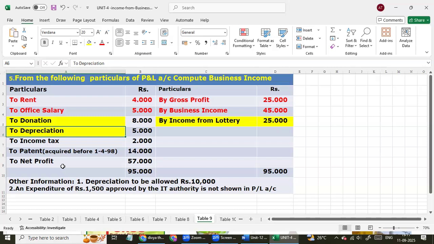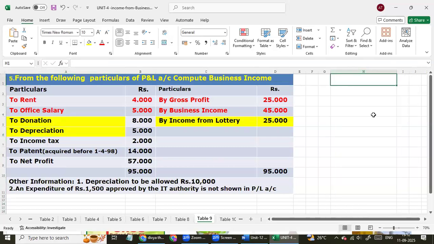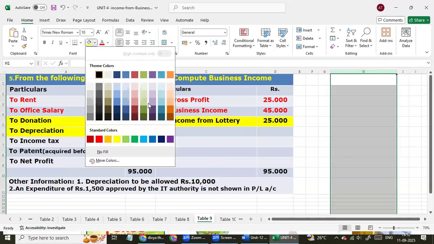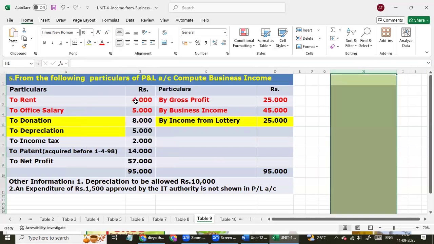Now, if I want to find out the profit or loss for business and profession, let's work it out. I hope you are able to see this column. I'll just change the color for this column. As per this numerical, my net profit is 57.